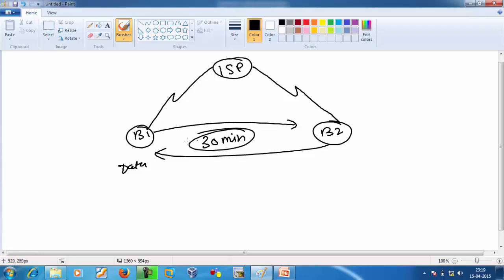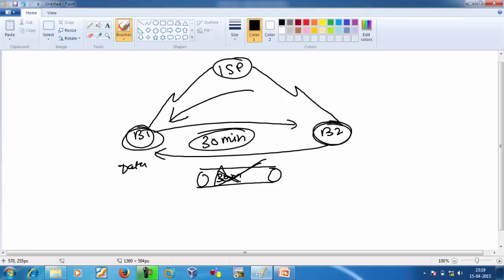When they communicate, they will communicate for 30 minutes, and a tunnel will be created for 30 minutes. After 30 minutes, the tunnel will be destroyed. If a peer, for example branch 1 or branch 2, receives any data after 30 minutes, it will be dropped. And we can define the lifetime of this tunnel in two ways: first in seconds, and second in kilobytes.